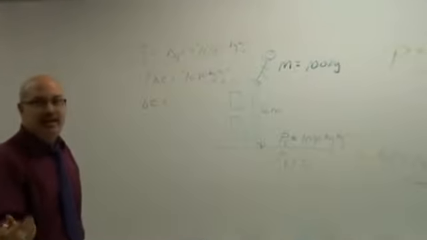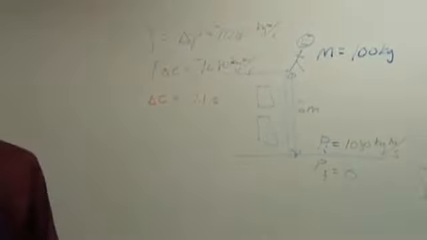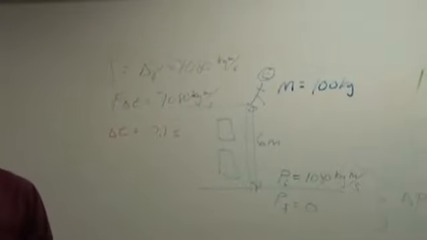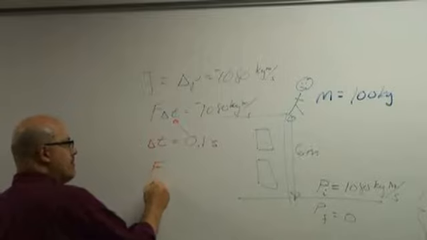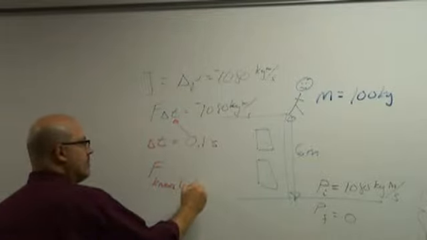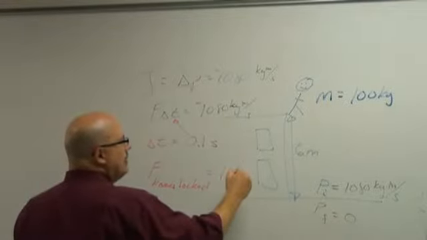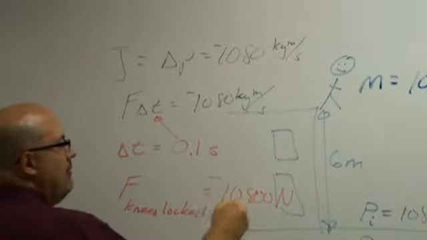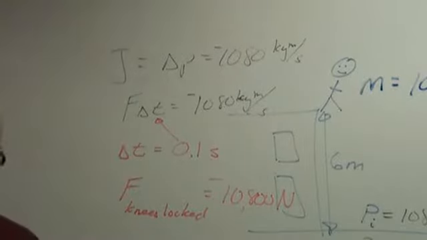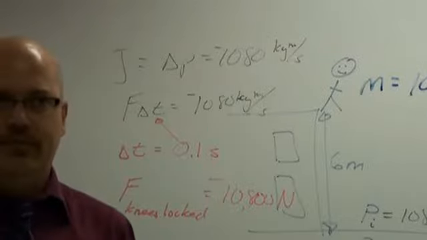Less than a second? Tenth of a second? Definitely less. Okay, how about we say a tenth of a second? What force does the ground apply to this person? Greater force than before. You divide this by 0.1 and you get 10,800 newtons in the opposite direction of the way you were falling. Ouch! Okay, that's bone-breaking force.